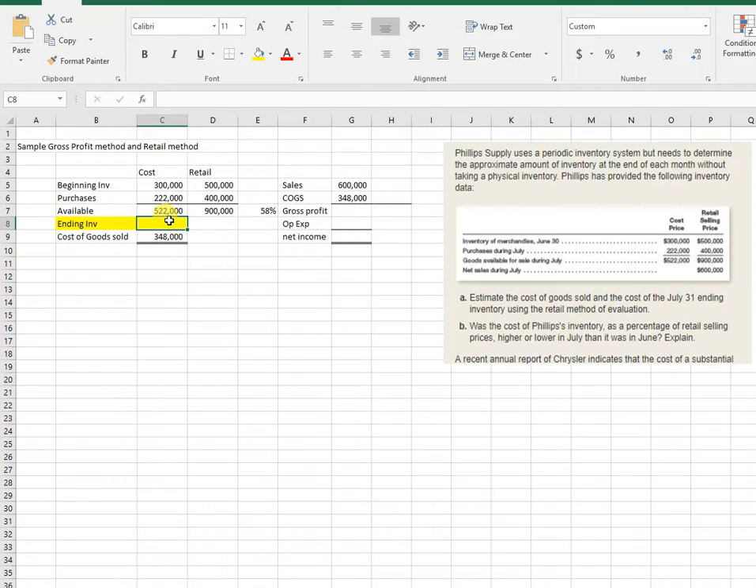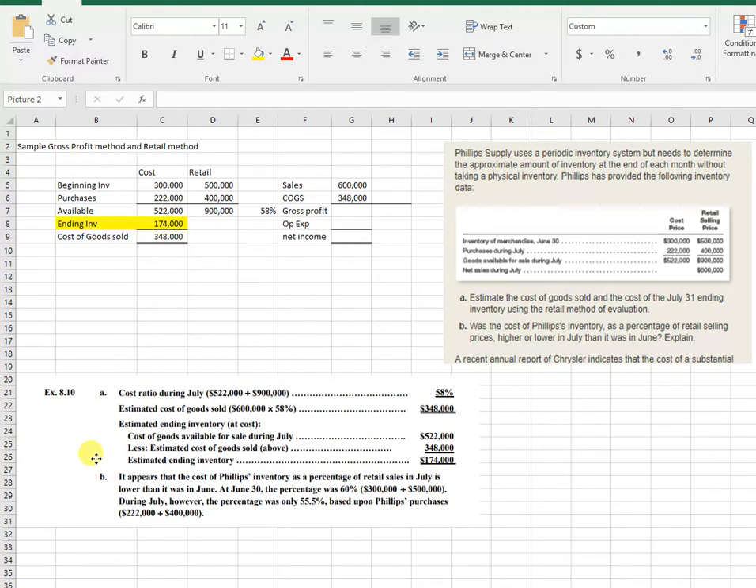So now I can back into it. I know of the available, it's either here or not here, and so I can back into it and get 174,000. I'll show you how the solution sets it up. Again, I just set it up like this because these are two statements you have to know. Their statement here is simply they made it up. You can do it also.